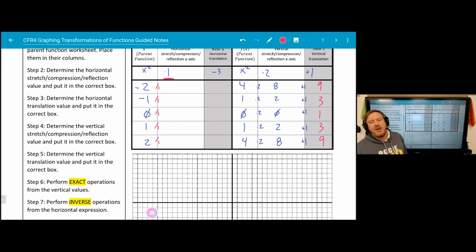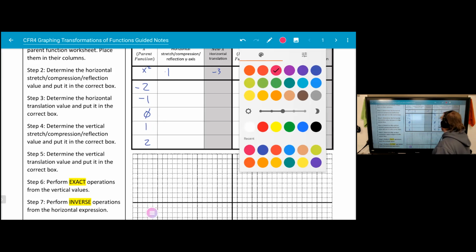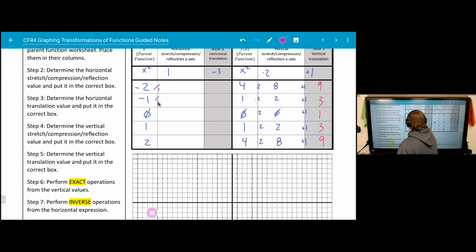Well, here's the thing though. We know that dividing by 1 does what? It just keeps it the same. So this is still -2. Let's go ahead, different color here, now that I've seen that. So what we're going to do is divide these by 1. -2 divided by 1 is -2. -1 divided by 1 is -1. We get 0, 1 and 2. 1 divided by 1 is 1, and 2 divided by 1 is 2.